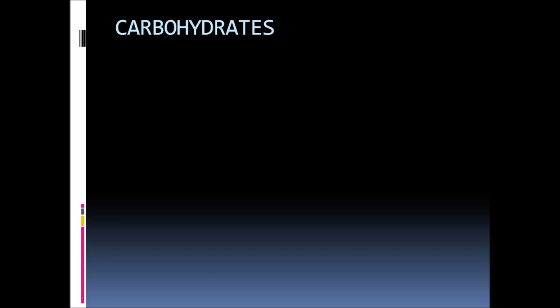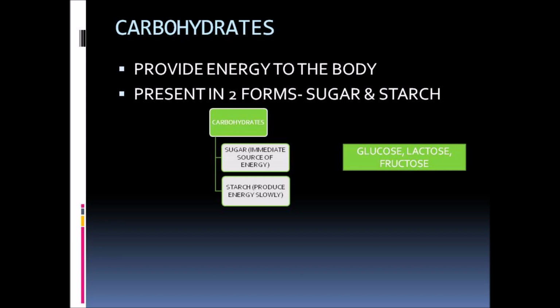What is the major role played by carbohydrates? Yes, it is used in producing energy that makes it possible for us to do work. Carbohydrates in our food can be present in 2 forms, such as sugar or starch. Sugar takes less time to get digested and hence produces energy faster. Sugars can be of different types like glucose, lactose present in milk, and fructose present in fruits.